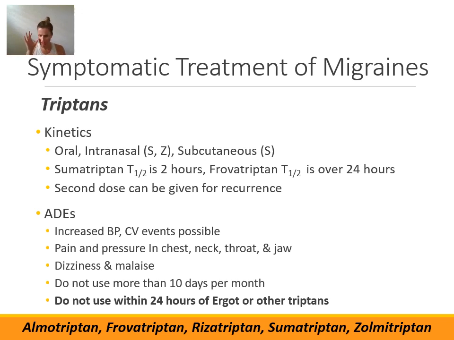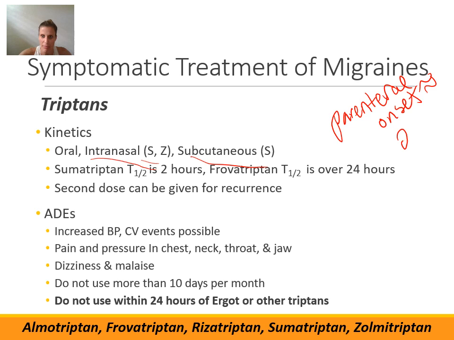The mechanism of action amongst all of them is the same. Where the different agents differ is their kinetic profile. All of the triptans are available in oral formulations. There are intranasal formulations of both sumatriptan and zolmitriptan, and then sumatriptan also comes in a subcutaneous formulation as well. The benefit of the parenteral formulations is that they have a much faster onset. So parenteral onset is about 20 minutes, whereas the onset of the oral formulation is about 1 hour at the quickest.